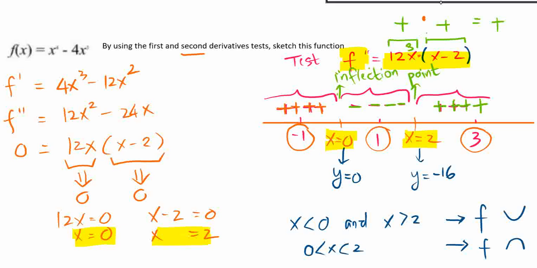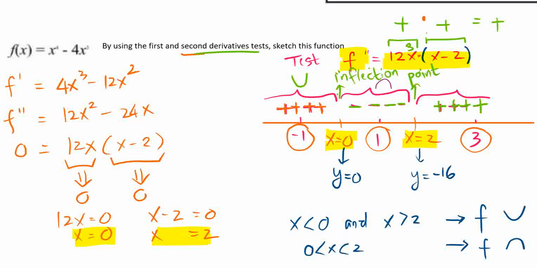Now this is the change from positive to negative. This is what we call an inflection point for the second derivative test. This is negative to positive. So what does that mean? When it is positive, the curve is facing up. So we do like this. When it's negative, the curve is facing down like this.